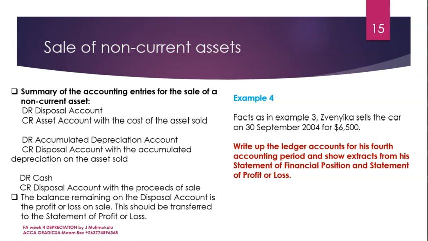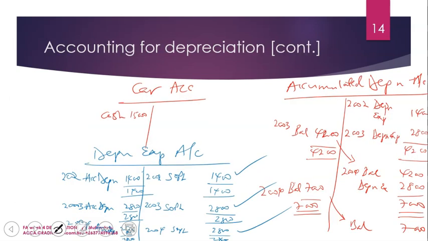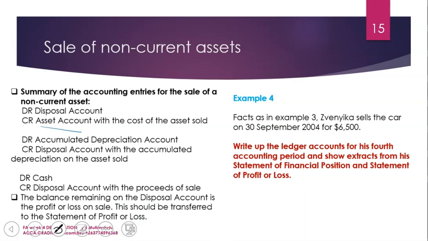Why are we crediting the asset account? Because if we go back to our POs, I've already deleted it, I said that assets by default are debit balances. So whenever we want to reduce the debit balances, we have to credit them. This is why we are crediting, because we have disposed of the asset. So we credit the asset account and debit the disposal account. A disposal account is actually a temporary account to account for the disposal of the non-current asset.